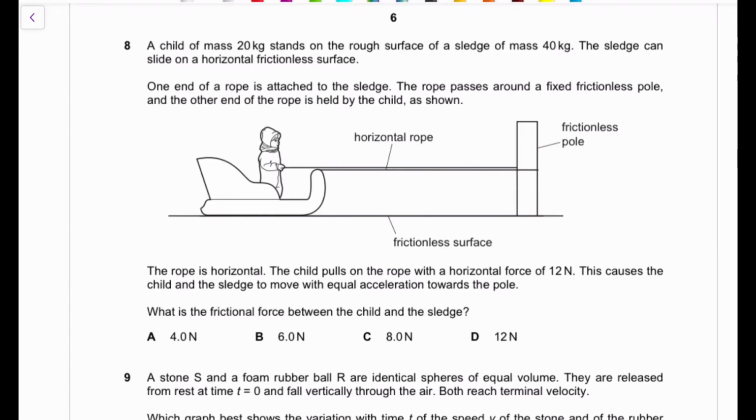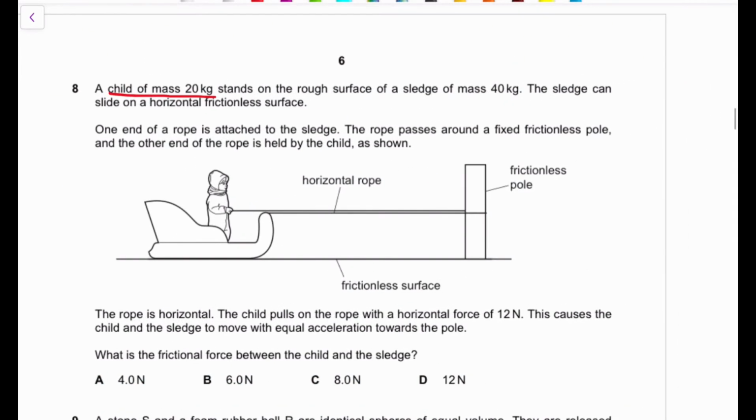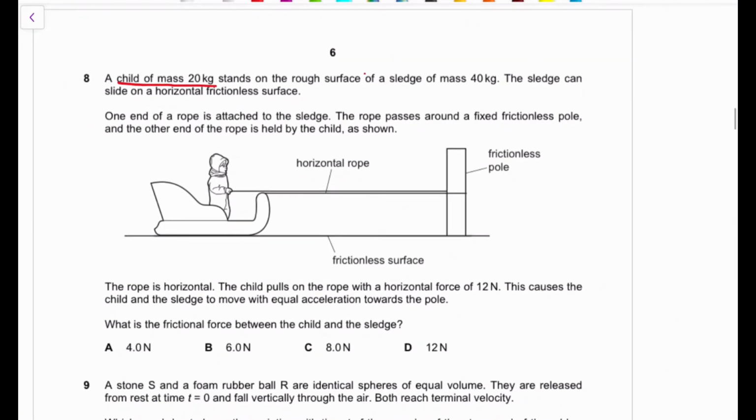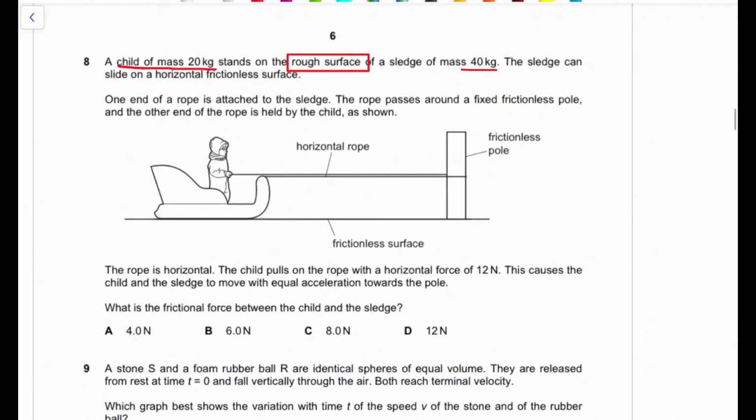Question 6. A child of mass 20 kg stands on the rough surface of a sledge of mass 40 kg. The sledge can slide on the horizontal surface, but that surface is frictionless. So it's very important for us to take note of those key points, right?